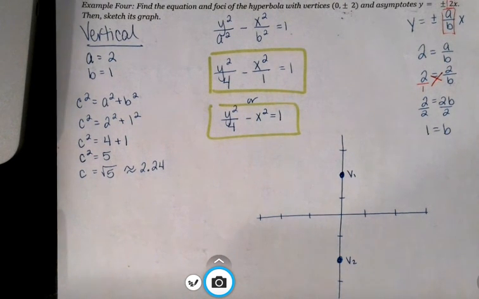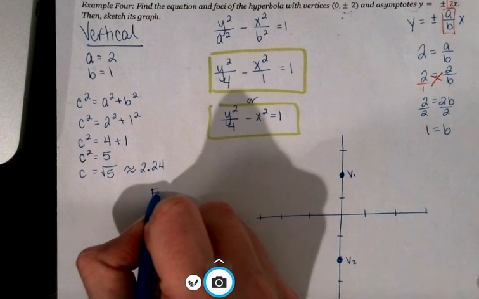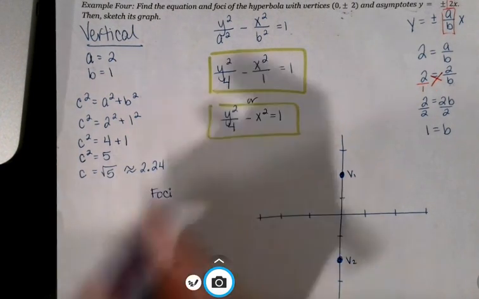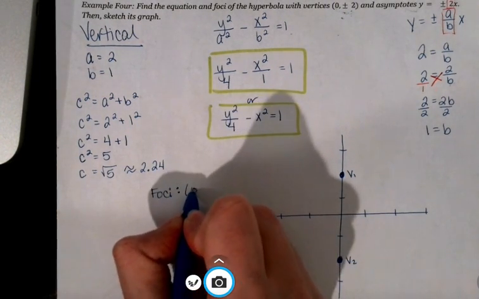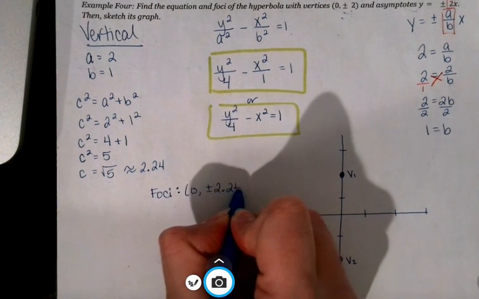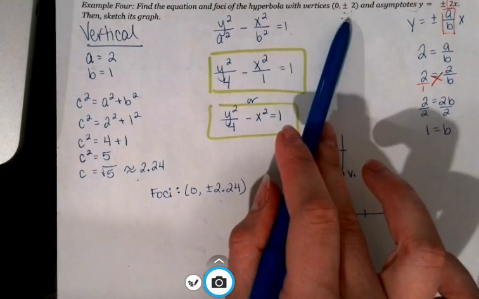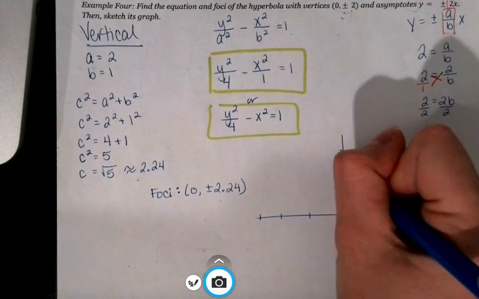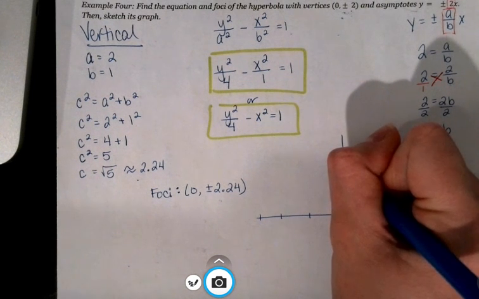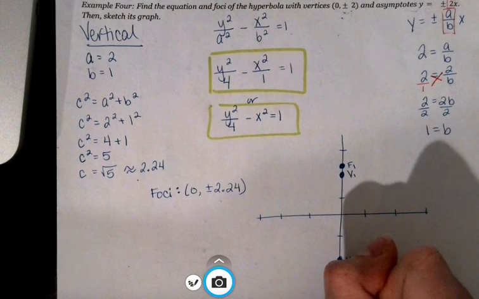My foci, if I were to write them down, so I'll write them down here real quick. My foci are going to be (0, plus or minus whatever my c is), which is about 2.24. And it goes in the y spot because it matches the vertices. So (0, 2.24) is pretty close to this one. I'm going to say this is F1, and then negative 2.24 is about here.